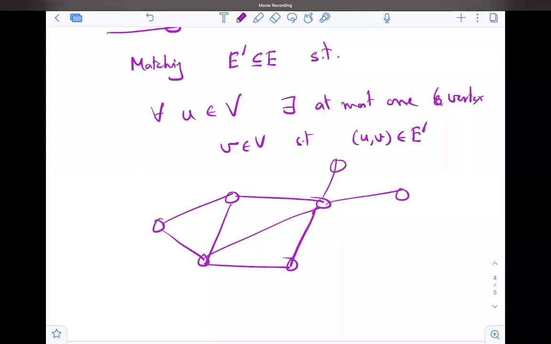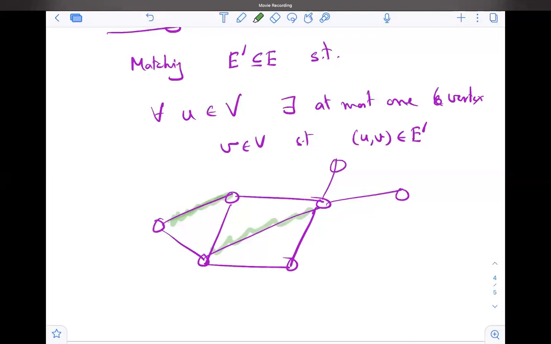I want to pick some set of edges over here, here, like this, such that these are... of what is it called? So these are matching, right?